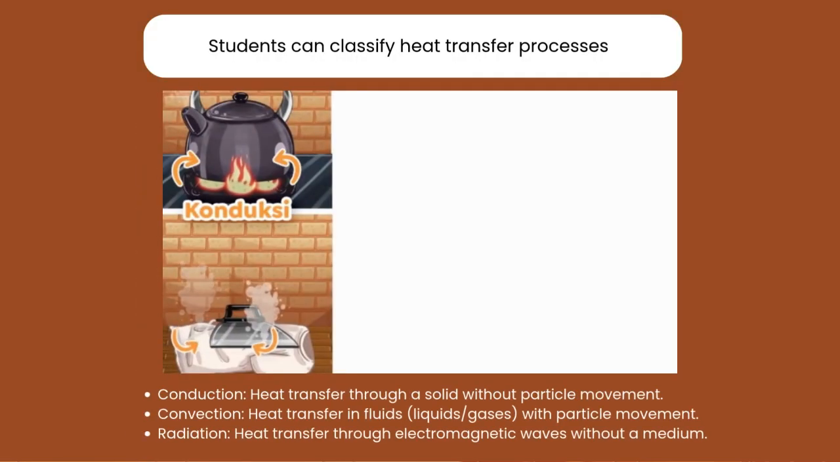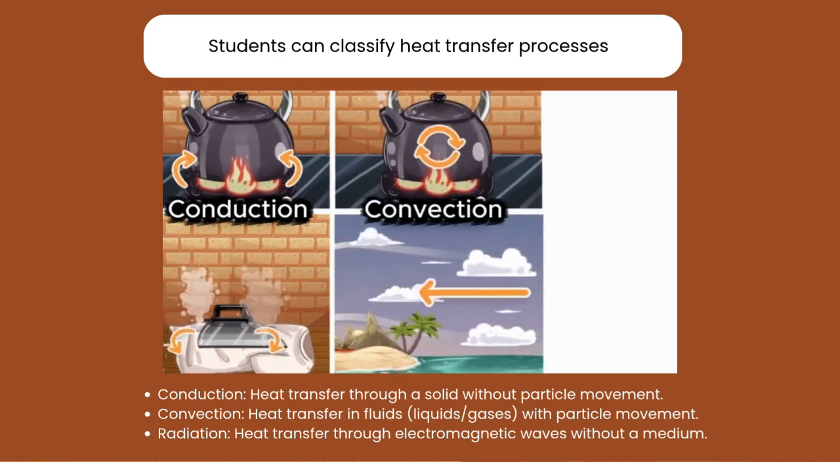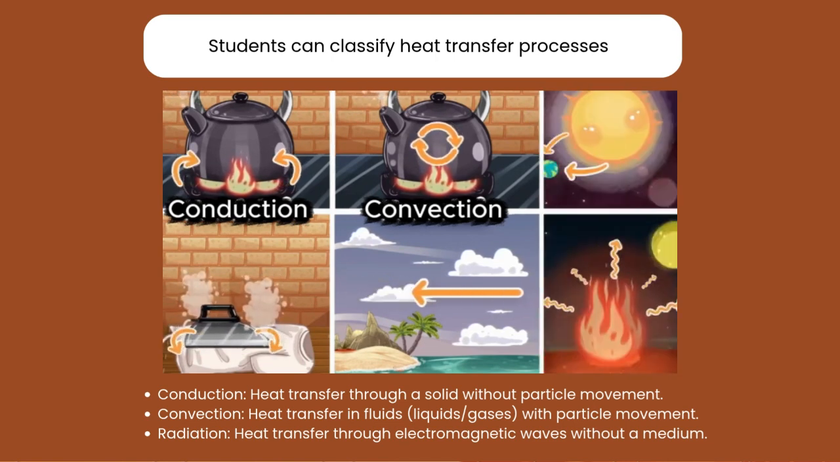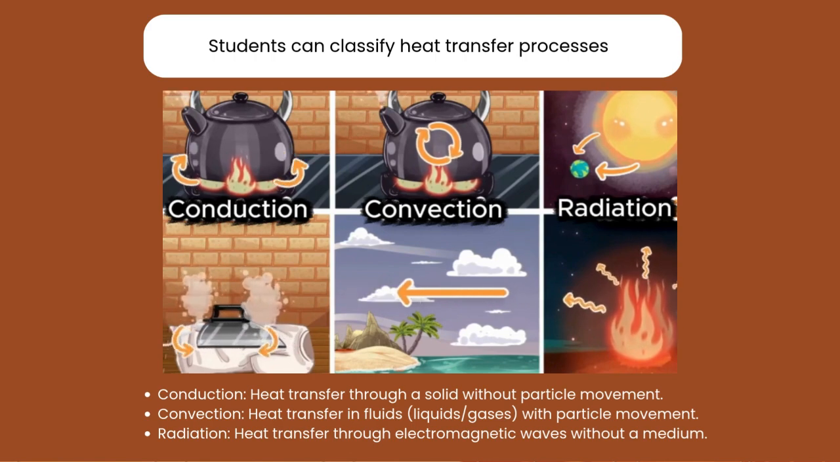And after that, students can classify heat transfer processes. There are three types of heat transfer. Conduction happens in solids without the movement of particles. Convection occurs in liquid and gas, where the particles move along with the heat, and radiation is different because it doesn't need a medium and can transfer heat through electromagnetic waves, like heat from the sun.